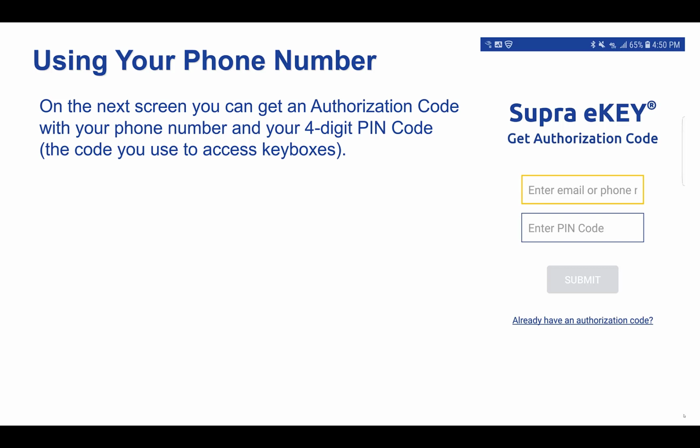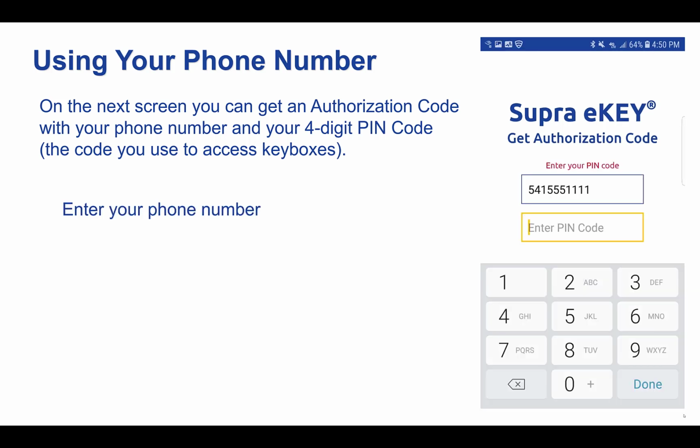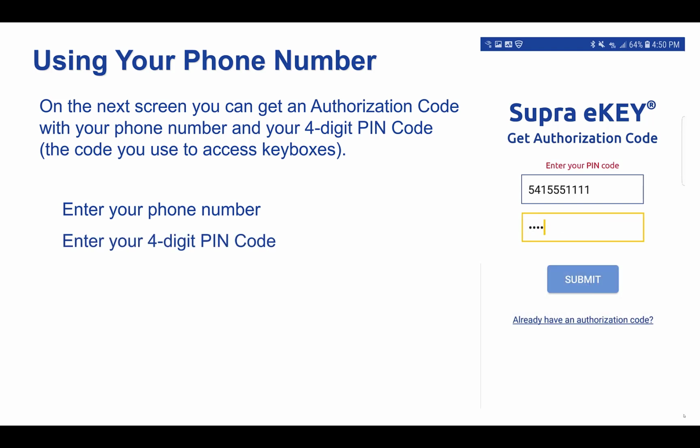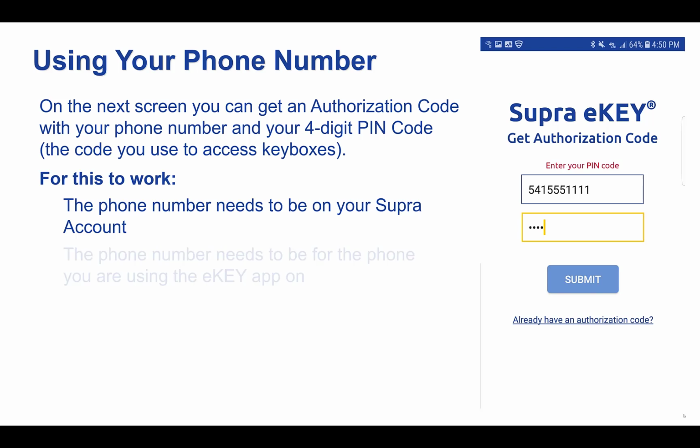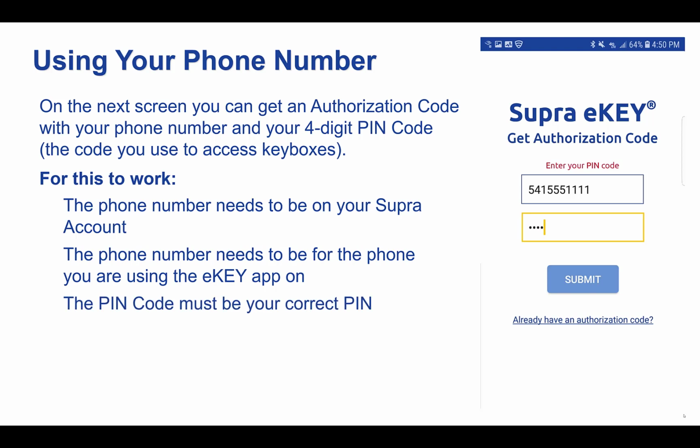On the next screen, you can get an authorization code with your phone number and your 4-digit PIN code. You put in your phone number, then your 4-digit PIN code, and then click on Submit. For this to work, the phone number needs to be on your Super account as the contact number. The phone number needs to be for the phone you're using the eKey app on, and the PIN code must be your correct PIN code.